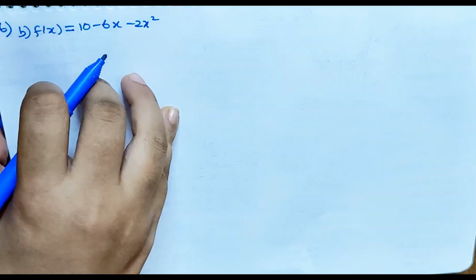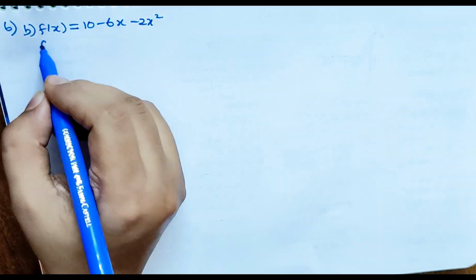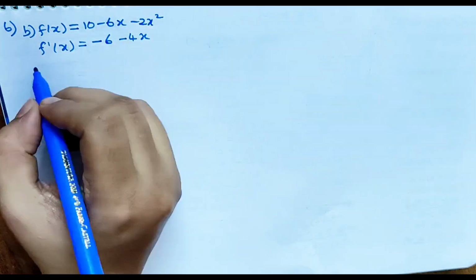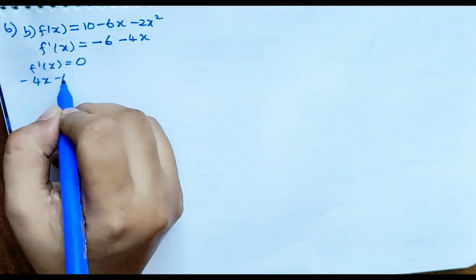B subdivision, f of x is equal to 10x minus 6x minus 2x square. So when we find the derivative, it will be minus 6 minus 4x. When we equate to 0 to find the x value, we get minus 4x minus 6 equal to 0.